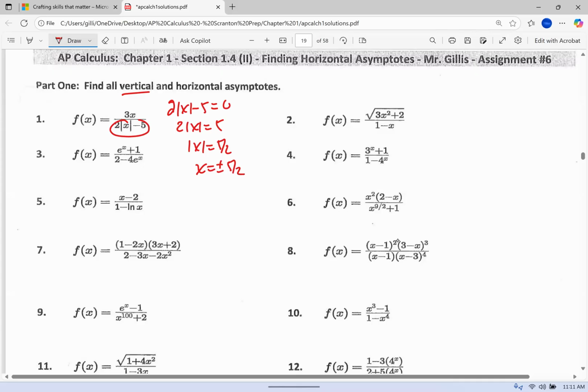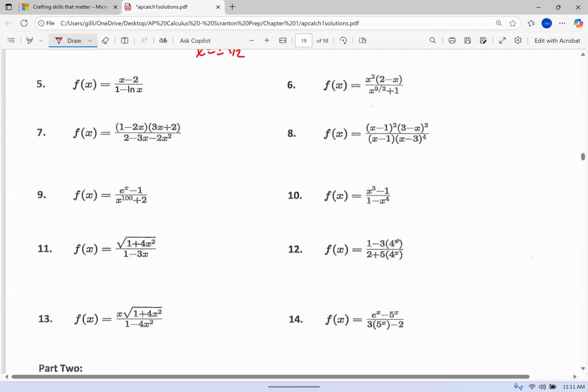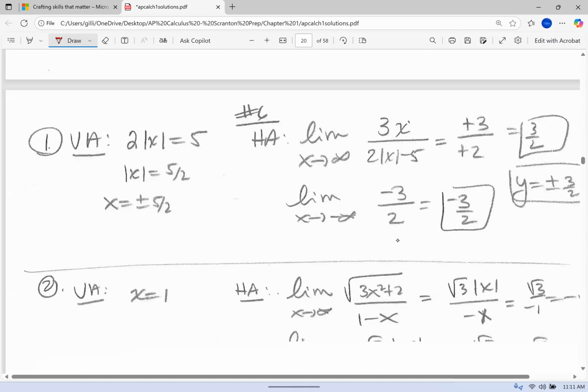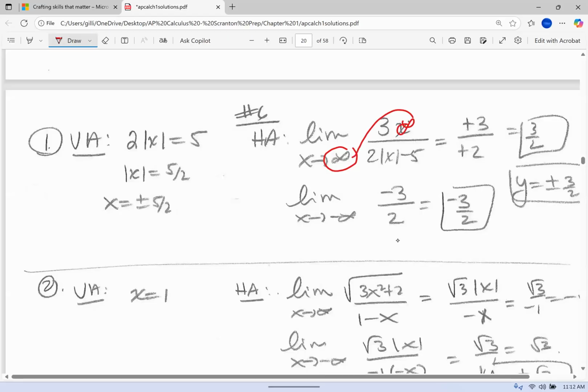For the horizontal asymptote, that's where I have to observe a right and a left-hand limit. So here, when I observe the right-hand, a positive infinity and negative infinity, I'm going to replace x with infinity. And then on top, I'll get a positive 3 times infinity. And on the bottom, I'll get 2 times an infinity. So now it becomes a tie between the top and the bottom. I'll get the coefficient of the top over the bottom, or 3 halves.